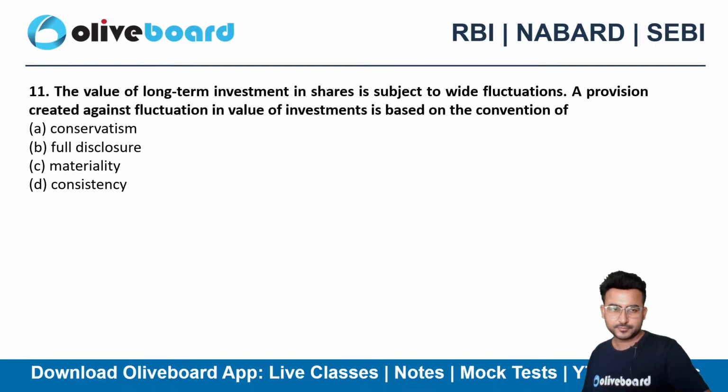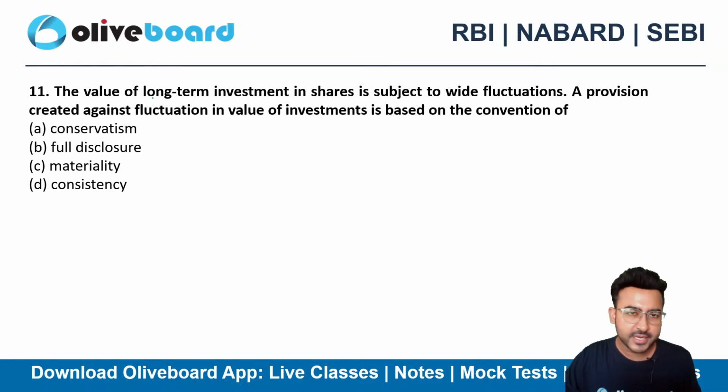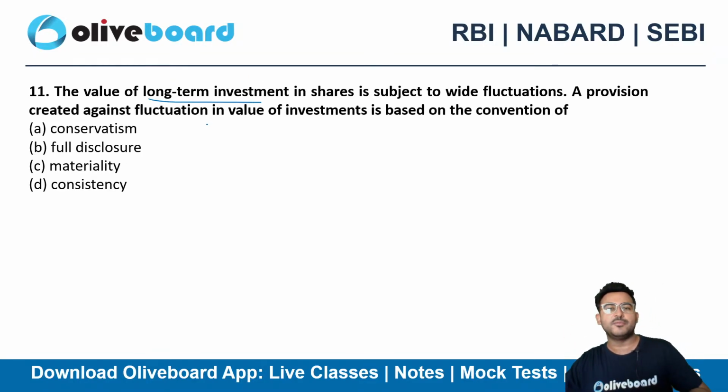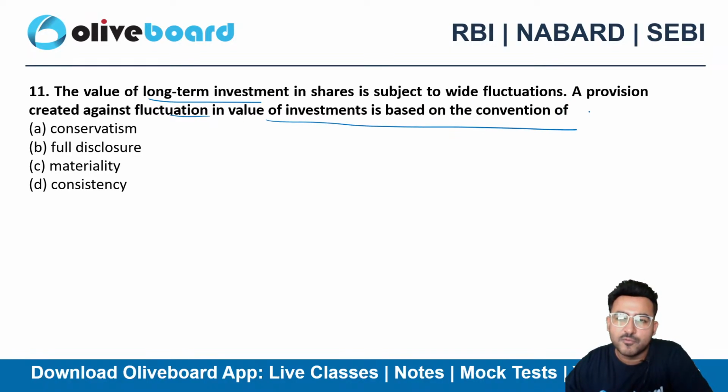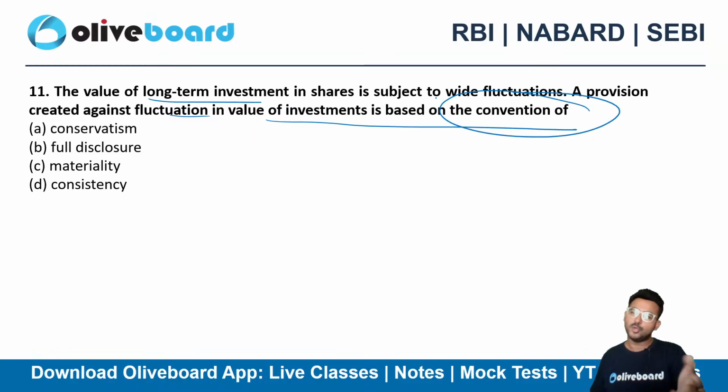Okay. The value of long-term investment in shares is subject to wide fluctuation. So if there is any kind of fluctuation in the long-term investment, a provision created against the fluctuation in the value of investment is based on which concept or convention? You can see that there are so many questions from concepts and conventions of accounting, a very, very important topic for your upcoming examination.